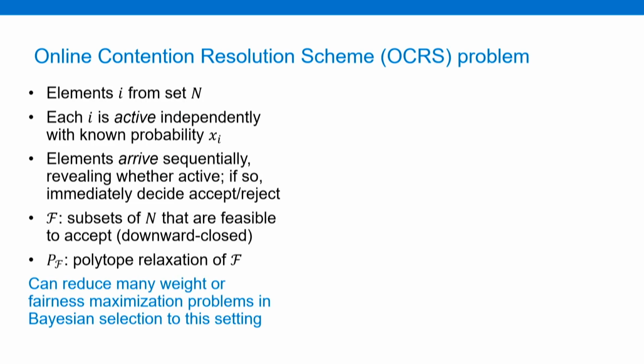And I'll just say, without showing you the reductions, that the reason why people care about this problem is you can reduce, say, the previous fairness maximization problem, even under other fairness objectives. You can show that the worst case essentially is Bernoulli demands, and it'll fall in this OCRS framework. And in a lot of max weight Bayesian selection problems, you can also reduce it to this problem.